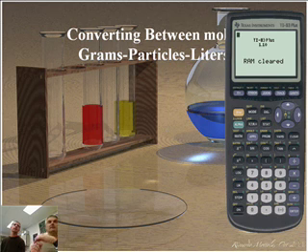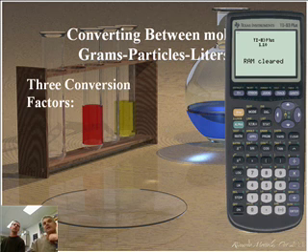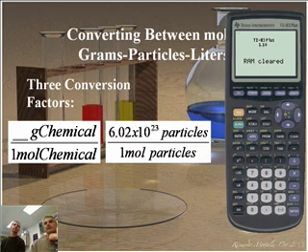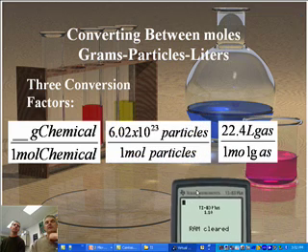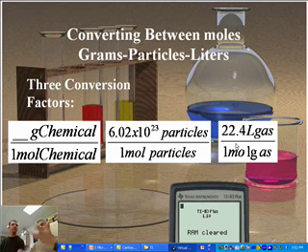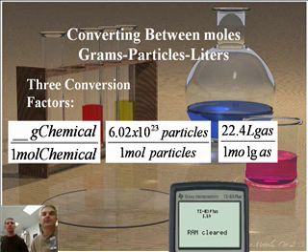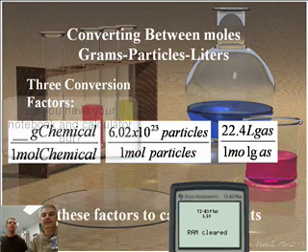Okay, so first of all, what we want to do is realize that there's the same three conversion factors that we had earlier. Let me move the calculator out of the way. We're not going to change which conversion factors we're going to use. We're just going to use them multiple times. We're going to use one and then another, and then another. So let's just do some examples, okay?